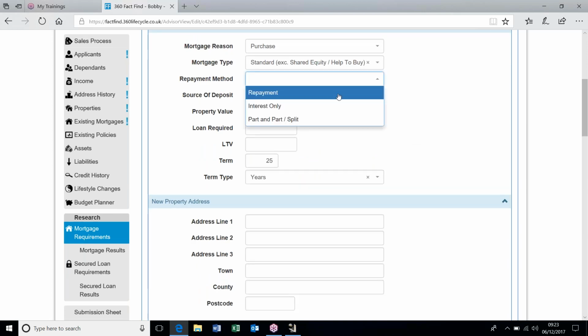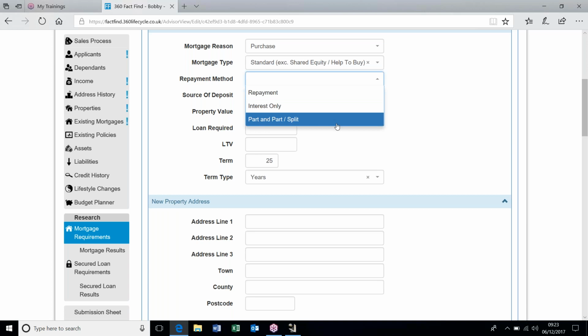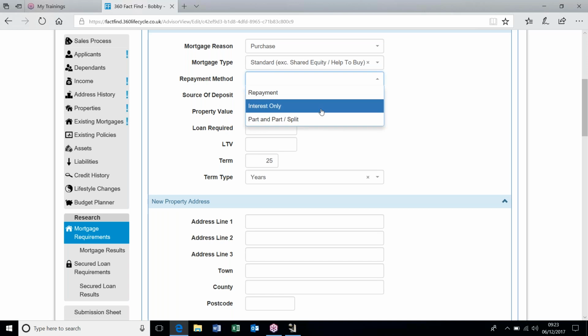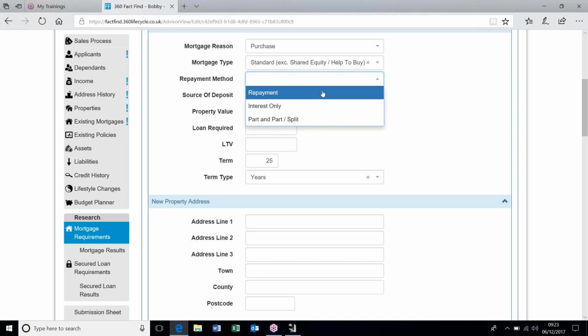Repayment method, well, you can choose between repayment, interest only, or part and part, or split. A part and part mortgage being a mortgage that is part repayment and part interest only. Again, I'm going to keep it more simple, and usually a first-time buyer on a first purchase will probably nine times out of ten go with a repayment mortgage.